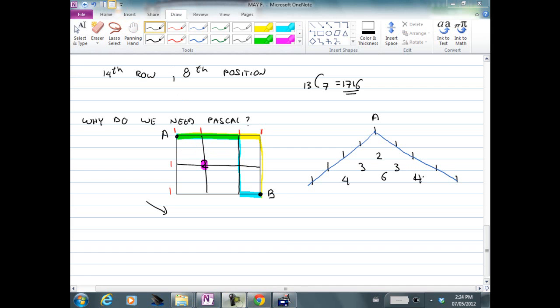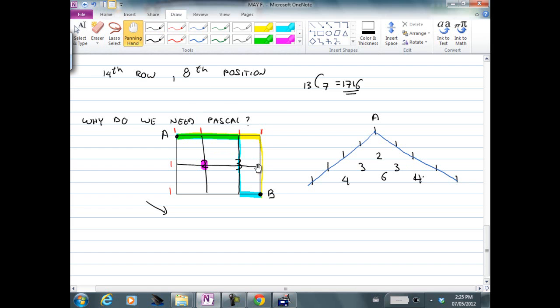I'm going to pause it. This is a 2. I want you to try this corner now. To get this corner, I'm adding 2 numbers together: 1 and 2. So this is going to be 3. See? I'm just using Pascal's logic. I add the 2 previous numbers together.